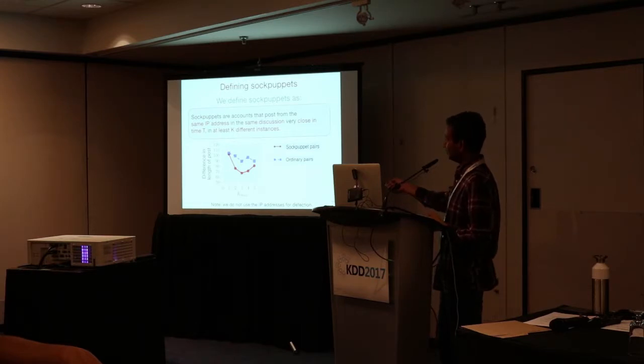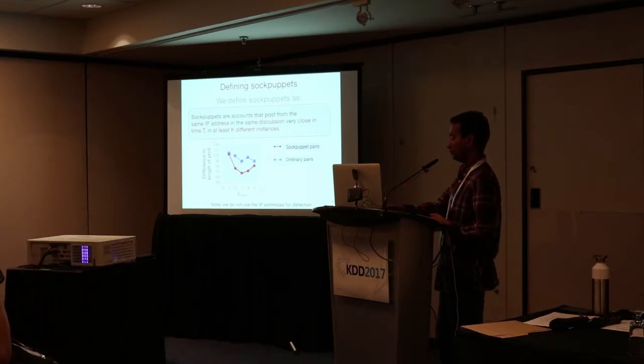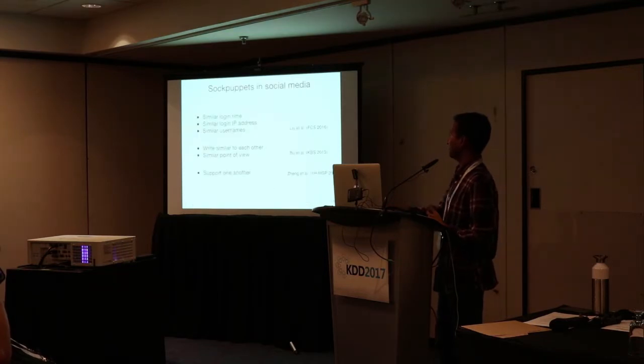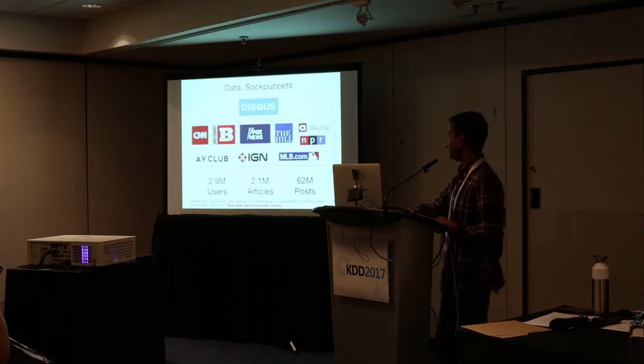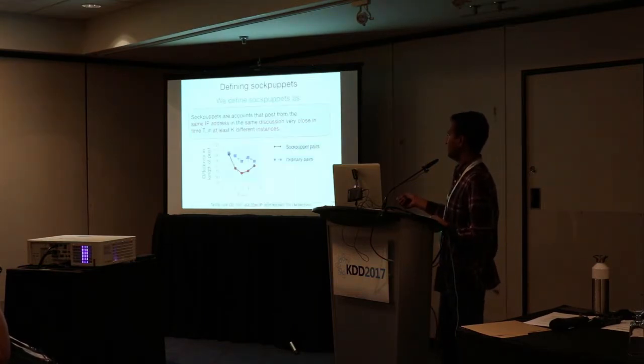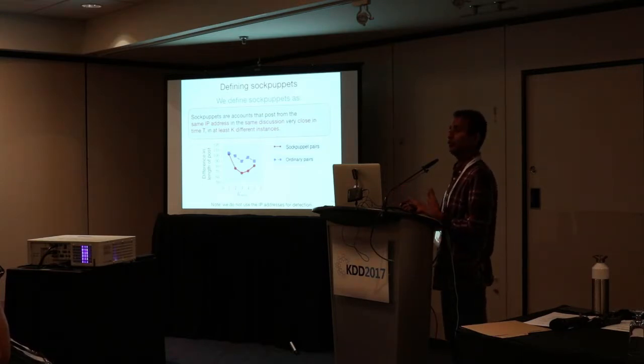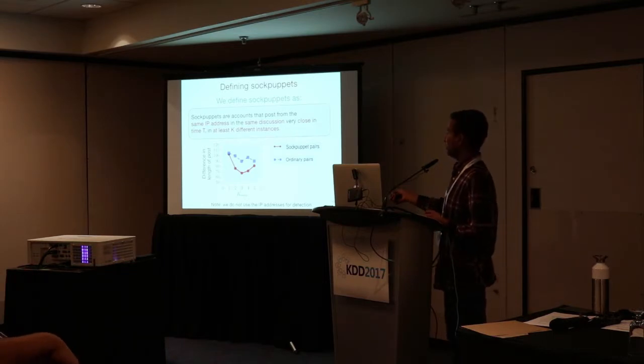This particular property, difference in length of post, is a common property that has been identified by multiple existing works on how sock puppets write. Based on that, what you see here is that, irrespective of what value of k is chosen, sock puppet pairs are always similar in how they write. Their difference in length of post is much smaller compared to ordinary users. And at k equals 3, you get the difference to be the minimum.